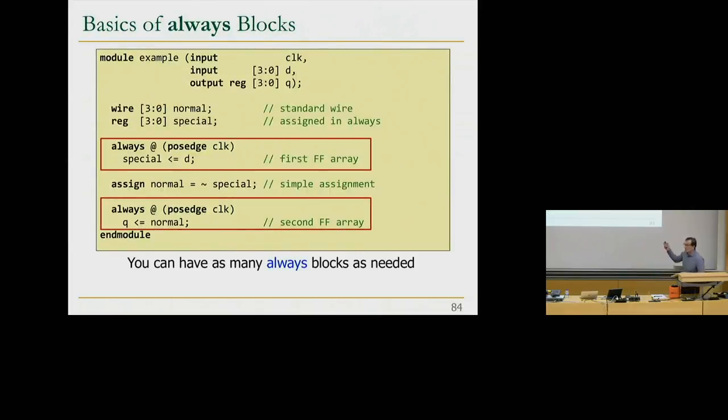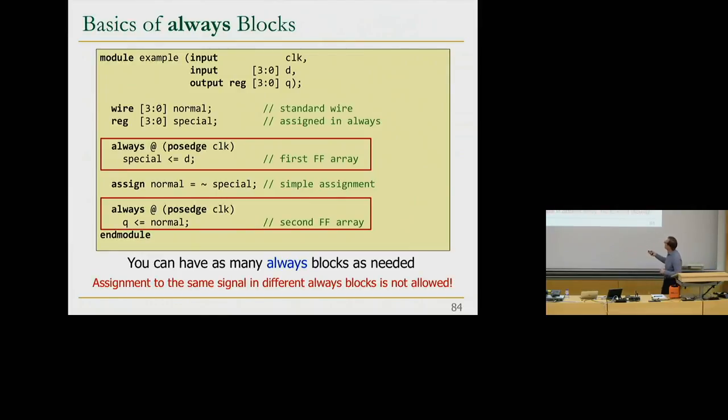In this case, you can have as many always blocks as needed, because these may be very different flip-flops, right? You may have 10,000 flip-flops. Always at the positive edge of clock, this flip-flop gets D. Always at the positive edge of clock, this flip-flop gets normal. So basically, different flip-flops over here, and then you may have wires connecting these. This flip-flop gets the negated value of whatever value was in this flip-flop, in the next cycle, at the positive edge of the clock.